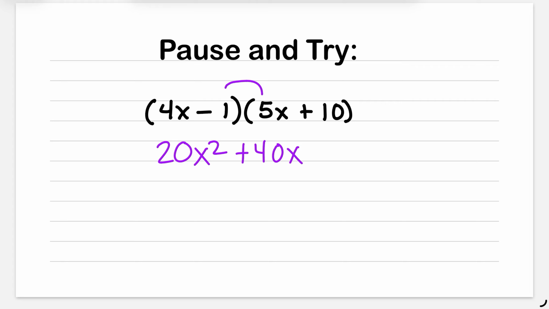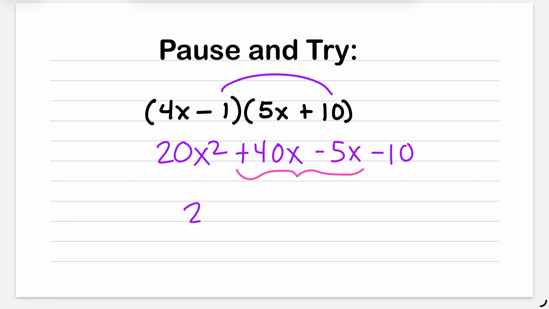The I is telling us to multiply the inner terms. Negative 1 times 5x is going to give us negative 5x. And L is telling us to multiply the last terms. Negative 1 times 10 gives us negative 10. This one also has like terms. We can combine positive 40x and negative 5x.